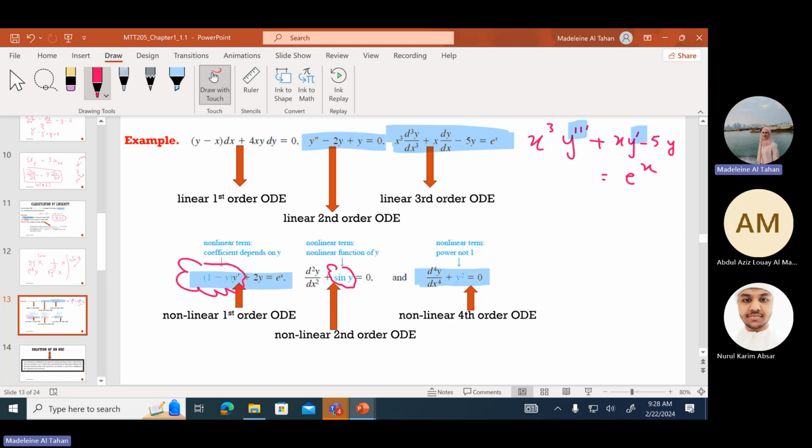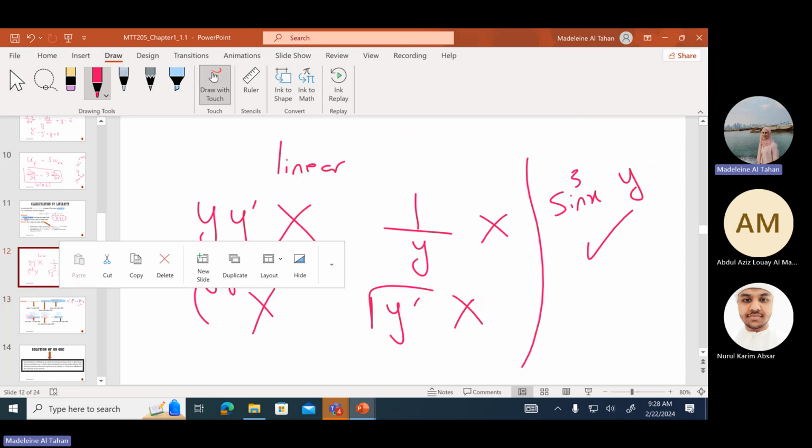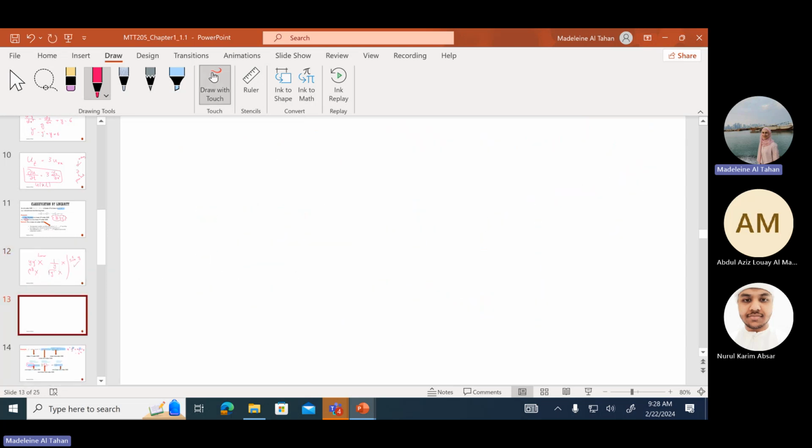Yes, we will put 2 examples on the board, and you will find the order and the linearity.